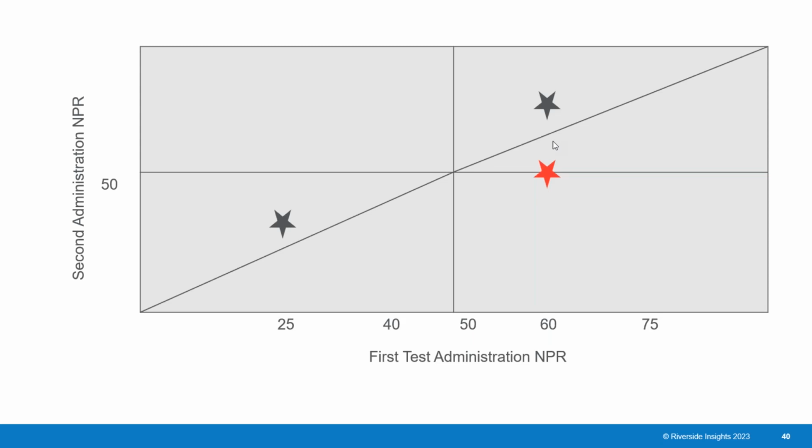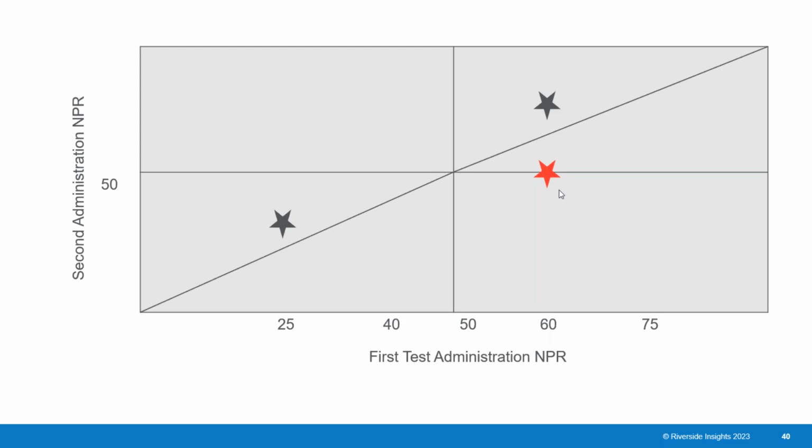When the student falls below, like the red star, that's when we start becoming concerned, because that student isn't maintaining their relative standing compared to students in the nation. The student has still grown between the first administration and the second administration, but not as much as we would have hoped for, and not as much as the typical amount of growth that we would observe for someone who started at an NPR of 60.